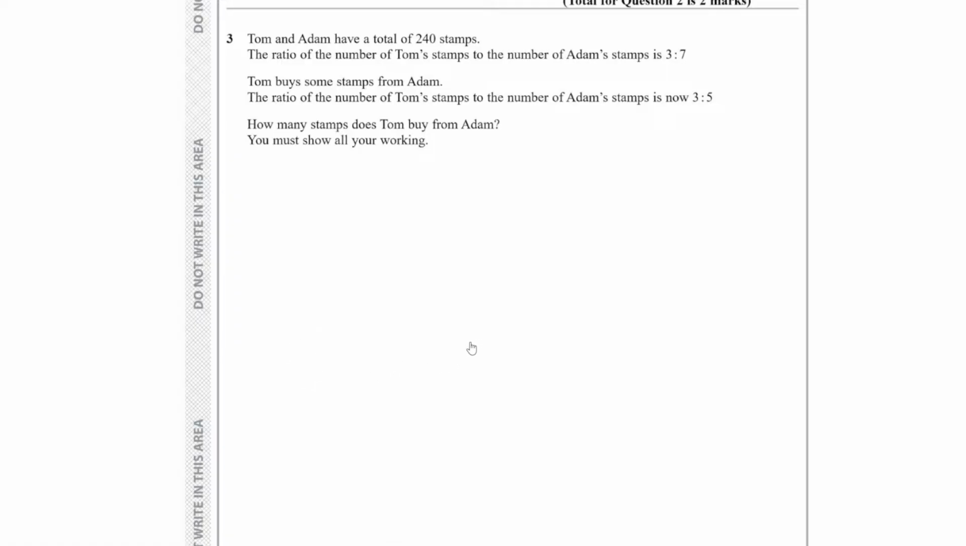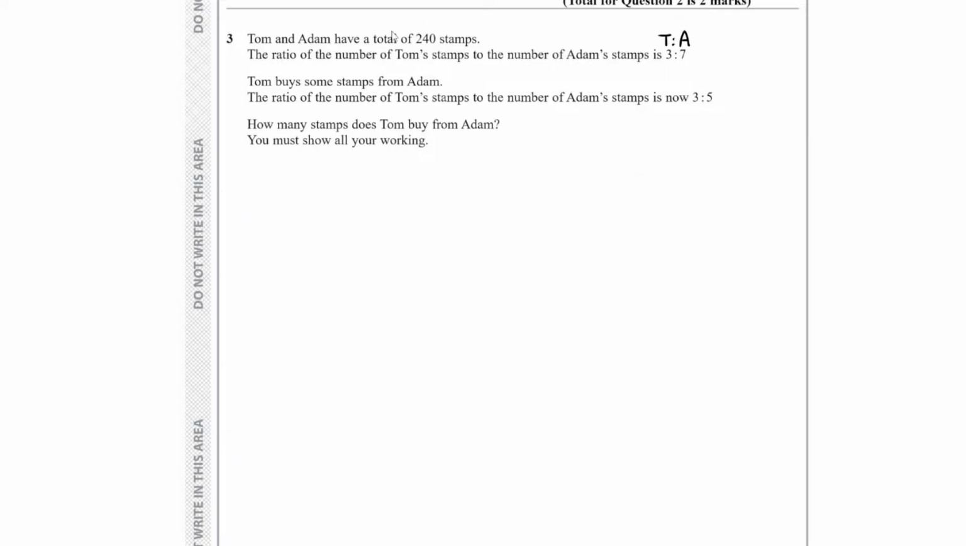Question 3, Tom and Adam have a total of 240 stamps. The ratio of the number of Tom's stamps to the number of Adam's stamps is 3 to 7. I just like to write their initials. Tom to Adam. Tom buys some stamps from Adam. The ratio of the number of Tom's stamps to the number of Adam's stamps is now 3 to 5. How many stamps does Tom buy from Adam?